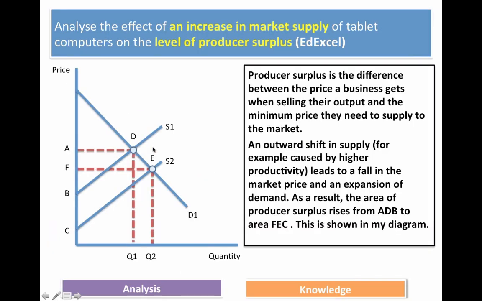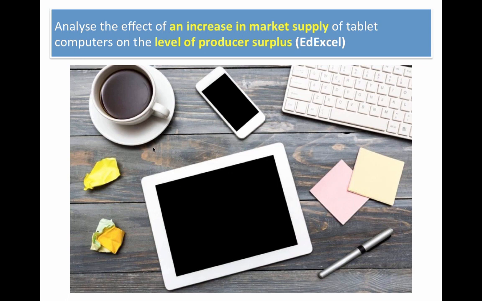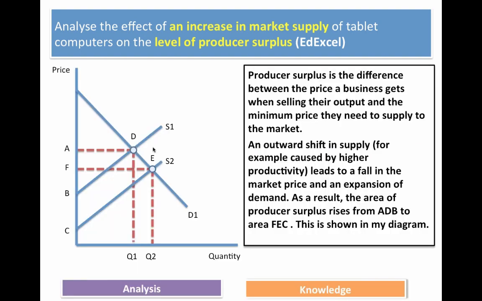Okay, here's another question, a question on tablet computers. Here's the question: analyze the effect of an increase in market supply of tablet computers on the level of producer surplus. There's the question. So if there's an increase in supply of iPads or Samsung Galaxy tablets, whatever it is, what's the effect on the level of producer surplus? Okay, so here's my starting point.